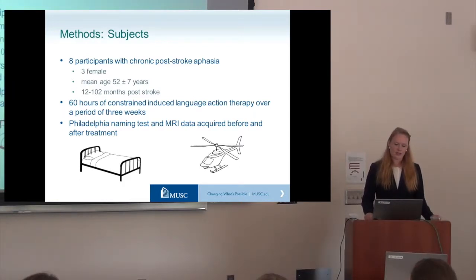And everybody got the Philadelphia naming test before treatment and after treatment, and I got MRI data before and after treatment. Importantly, they got 2 MRI data sets before treatment and 2 MRI data sets after treatment, which allowed us to study variability just with time instead of variability with treatment.